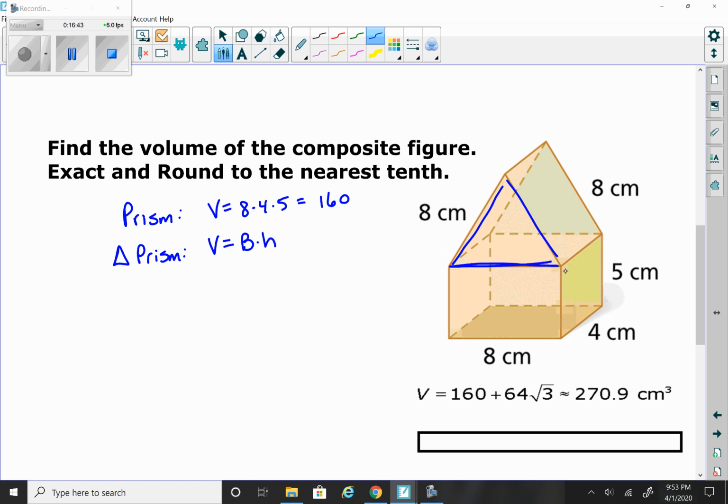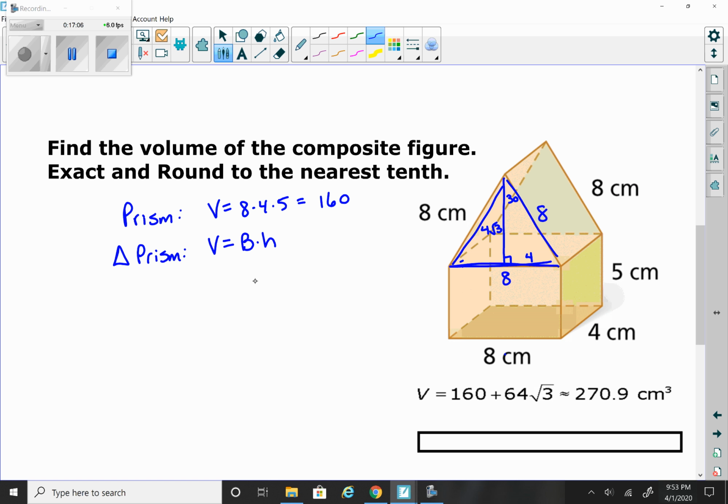Well, be careful because I know this side is 8, I know this side is 8, I know this side is 8, so I know this is an equilateral triangle. So I'm trying to figure out the height of this equilateral triangle. Again, if the whole side is 8, half of that is 4. I know that I have a 30, 60, 90 triangle, so the height is going to be 4 root 3, right? You've got a 30, 60, 90 special right triangle.